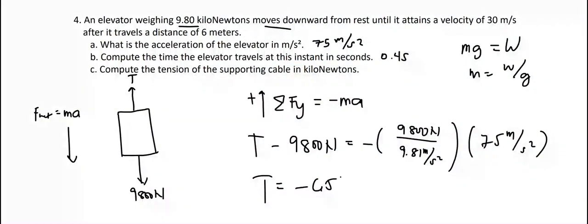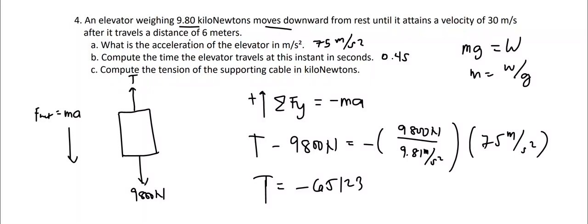65,123. Now one important thing to remember is that a cable or a rope or a wire cannot carry compressive forces, which means that our T here cannot be negative, which means that the force carried by the cable is equal to 0, because ropes or cables cannot carry compressive force. Our final answer here is T equal to 0, which means that our elevator here is in free fall.